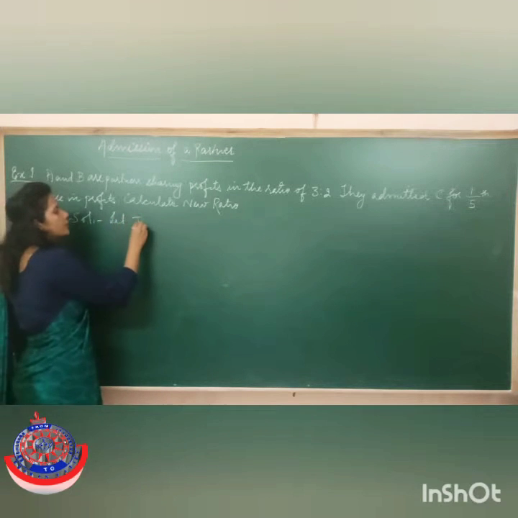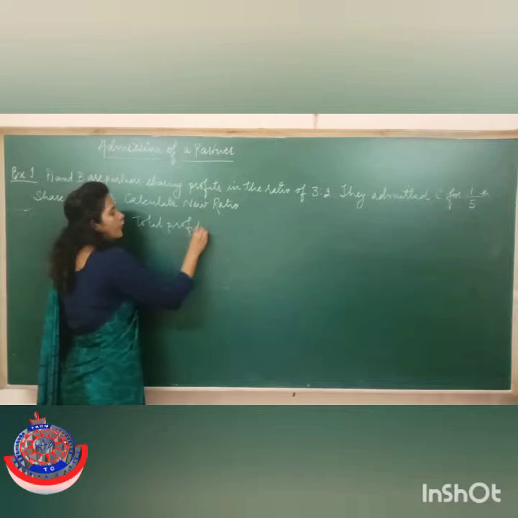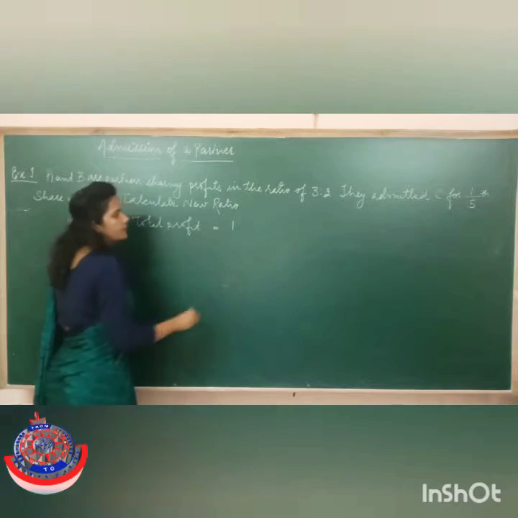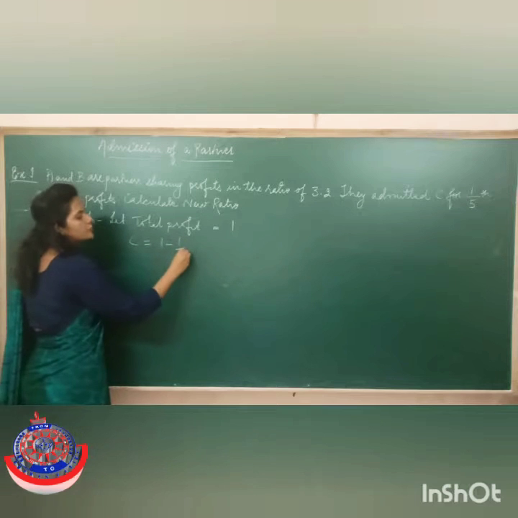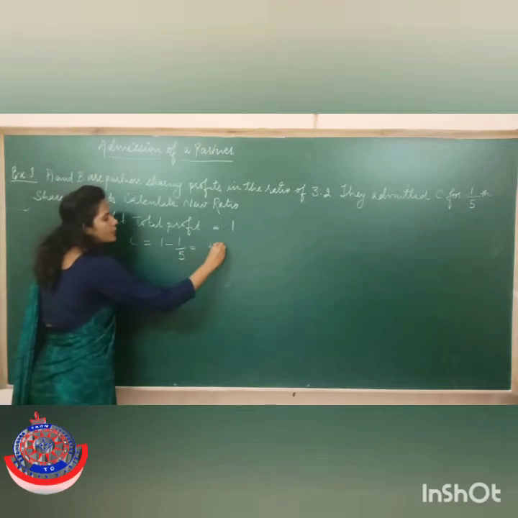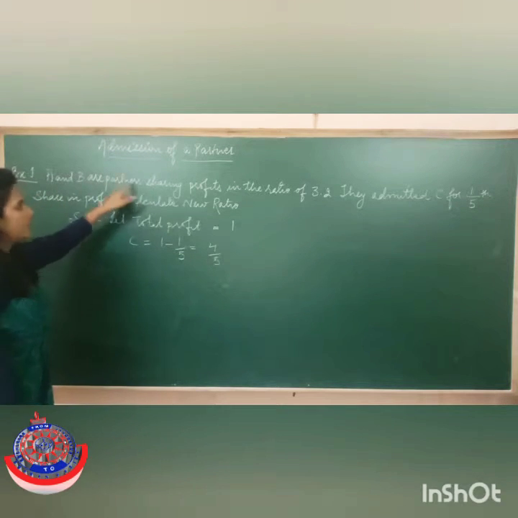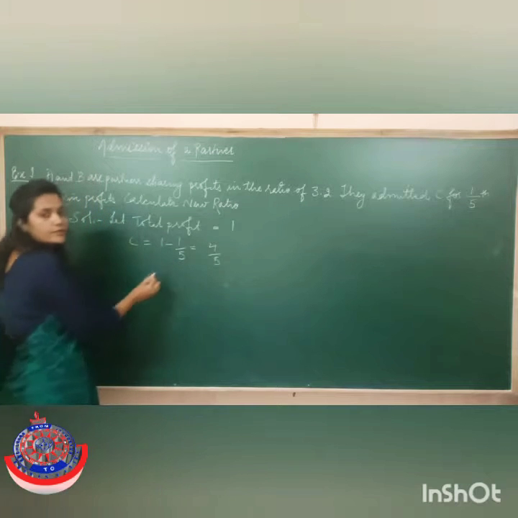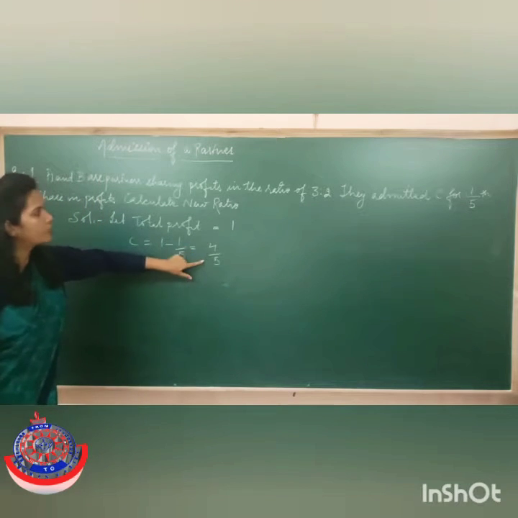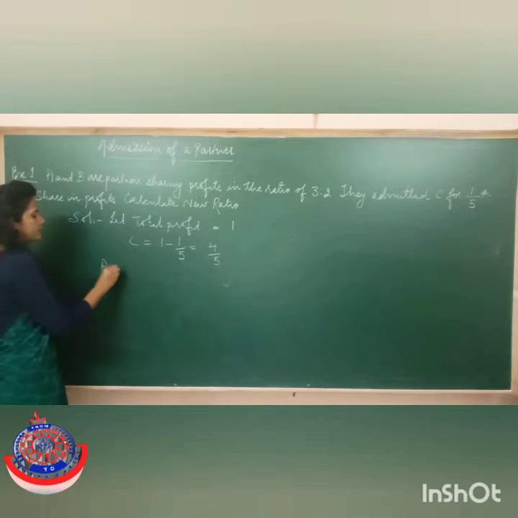Let total profit of the firm be equal to 1. If I am giving 1/5 profit to C, it means 4/5 of the profits will be left for A and B, right? Because out of total profits, if 1/5 I have given to C, then 4/5 will be left for A and B.